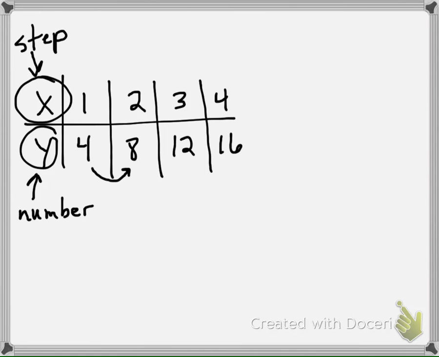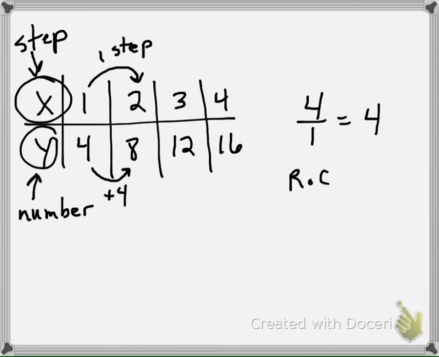So if I look from 4 to 8, that's plus 4. And if I look at the steps from those two, it's from 1 to 2, so that's 1 step. So that means my rate of change is going to be 4, the change, over the number of steps, which is 1. So I get 4. The rate of change is 4.